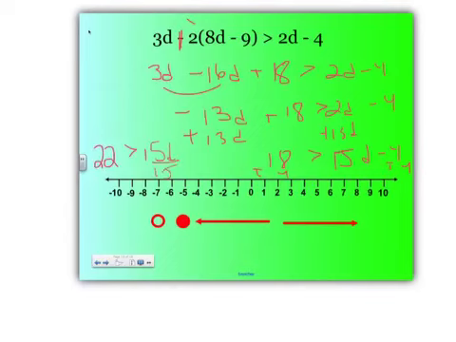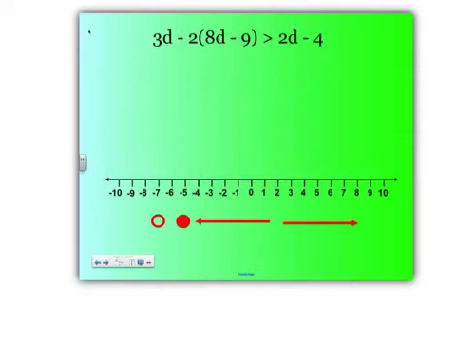If I divide by 15, that tells me that for the set where d is our variable, d must be less than 22 over 15, which is the same as 1 7/15, which will be roughly here. And since it's all things less, it'll be going this direction. So hopefully that made sense. With that in mind, go ahead and try the next example.